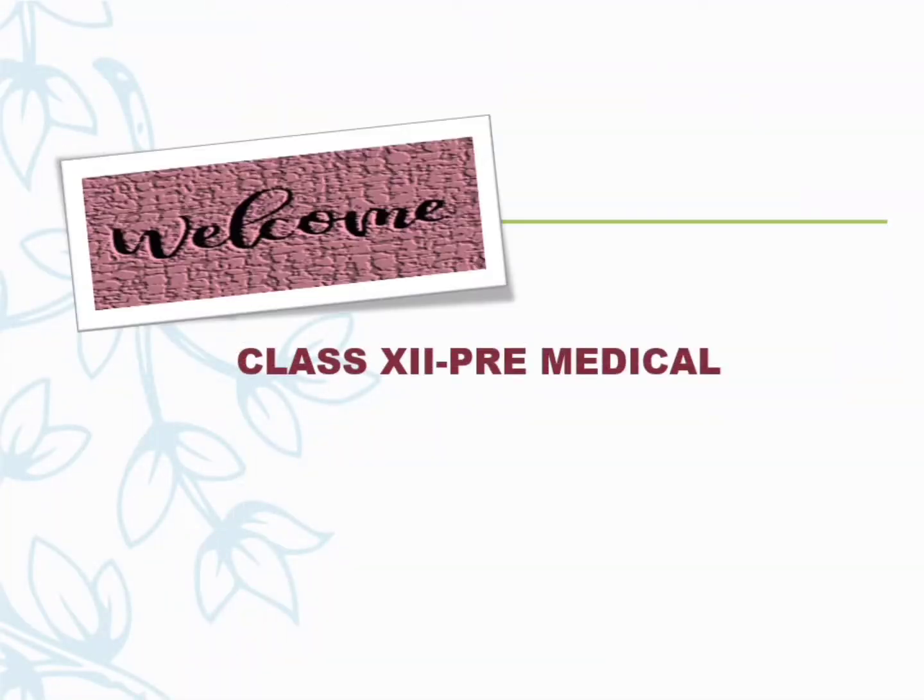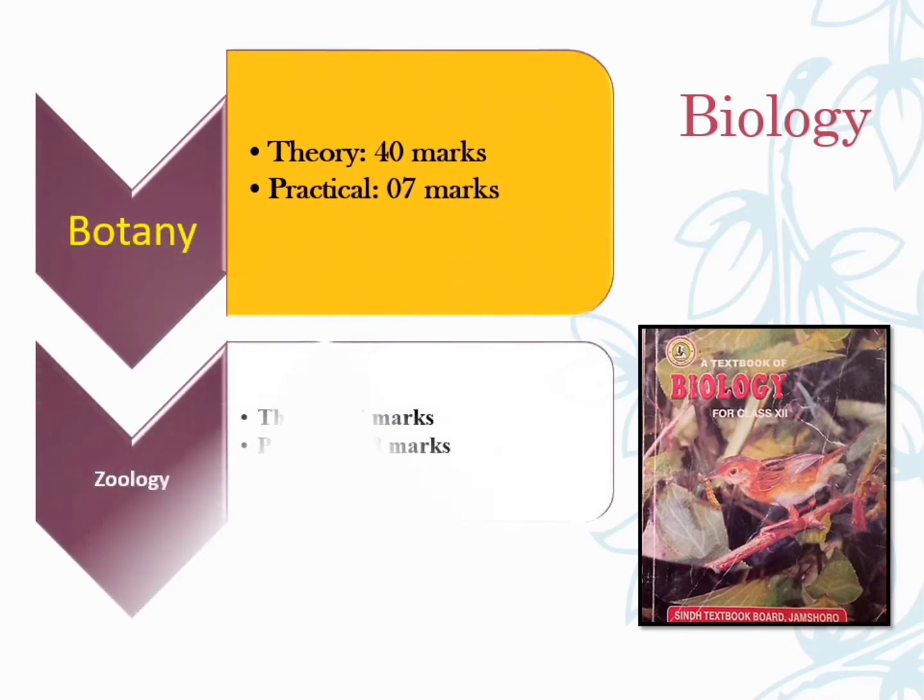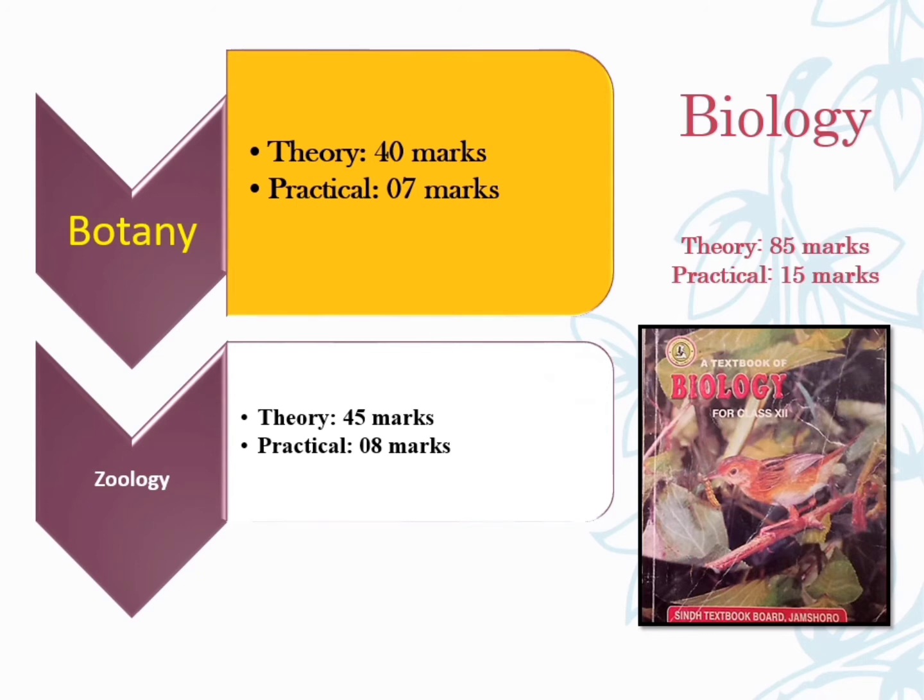At first, I would like to welcome all of you in your new class, second year pre-medical. Students, this is the cover page of biology second year book of Sindh Textbook Board, Jamshoro. As first year, this is divided into two paper parts, botany and zoology. Botany theory paper 40 marks and its practical 7 marks, while zoology 45 marks and practical 8 marks.